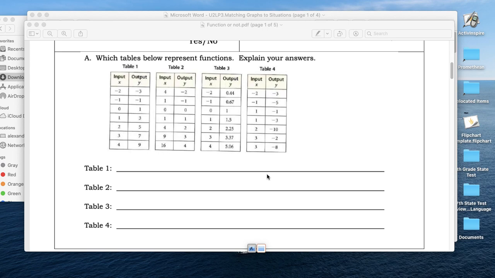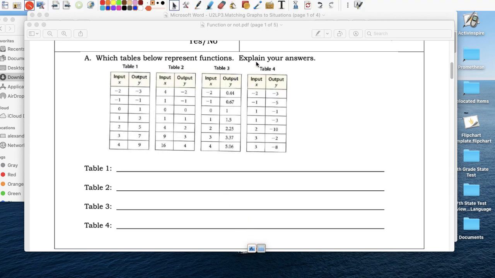Tables. Table 1. So -2 has an output of -3. Look at your x values and make sure your x values have one and only one output. I don't see any number repeating, so table 1 is a yes. Table 2, notice that there's a 4 here and there's a 4 here. So 4 has an output of -2 and an output of 2, which makes it not a function.